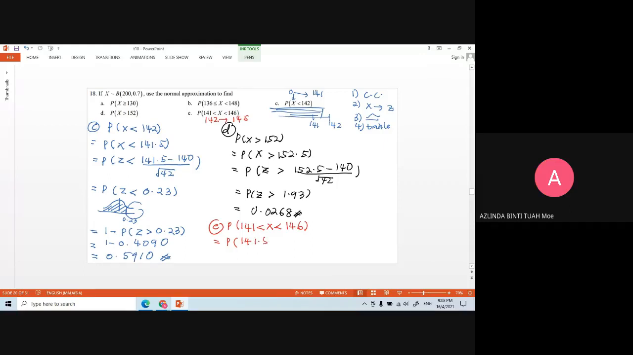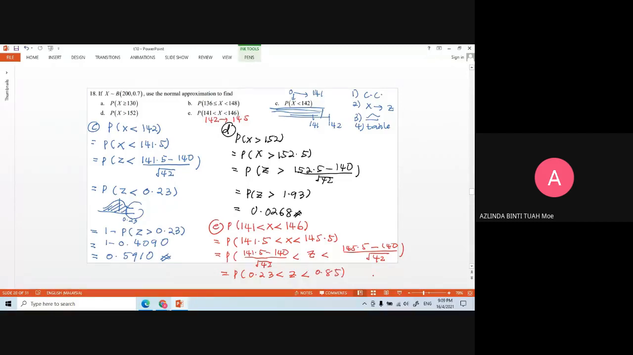P of 141.5 less than X less than 145.5. Okay, convert to Z. Minus 140 over the square root of 42. Minus 1.5... Can I make the value for both of them? 0.23 less than Z less than 0.85.